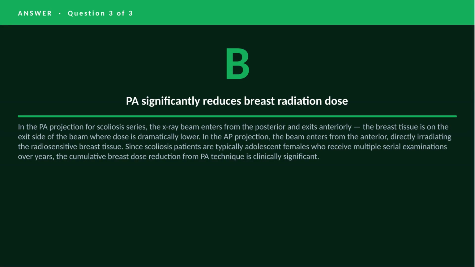The answer is B. PA projection significantly reduces breast radiation dose. In PA, the beam enters from behind and exits anteriorly. The breast is on the exit side where dose is dramatically lower. In AP, the beam directly irradiates the anterior breast tissue. For adolescent females receiving serial scoliosis exams over years, the cumulative breast dose difference between AP and PA is clinically significant.